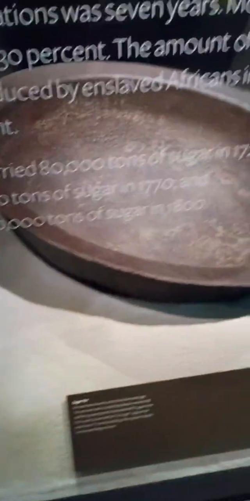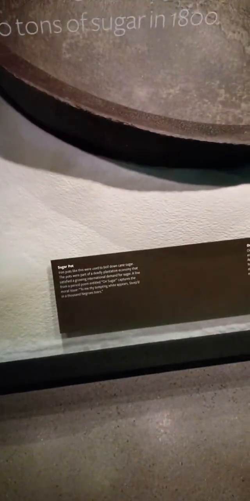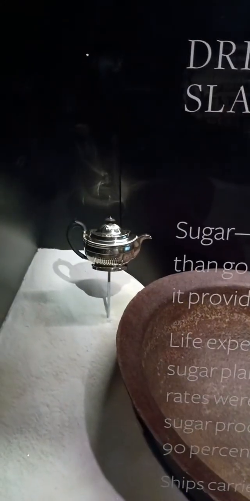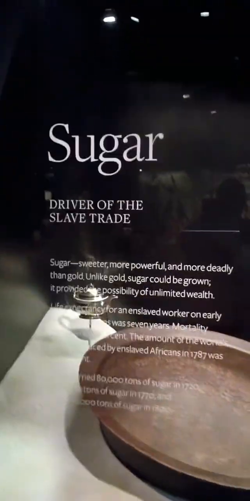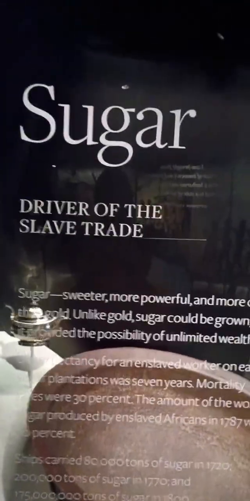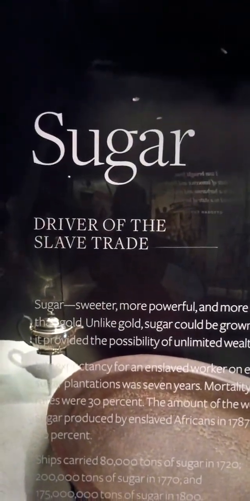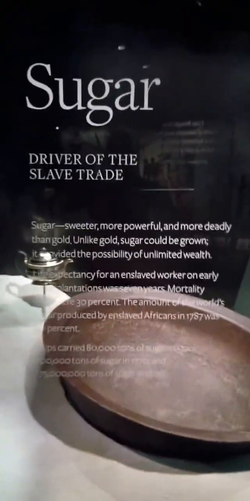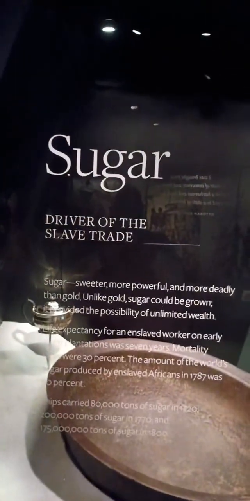What is this right here? Sugar. That was definitely a part of the slave trade. A lot of people made a lot of money off of it. So this is a sugar pot. Sugar, driver of the slave trade. Something that we take for granted now. Everyday sugar.